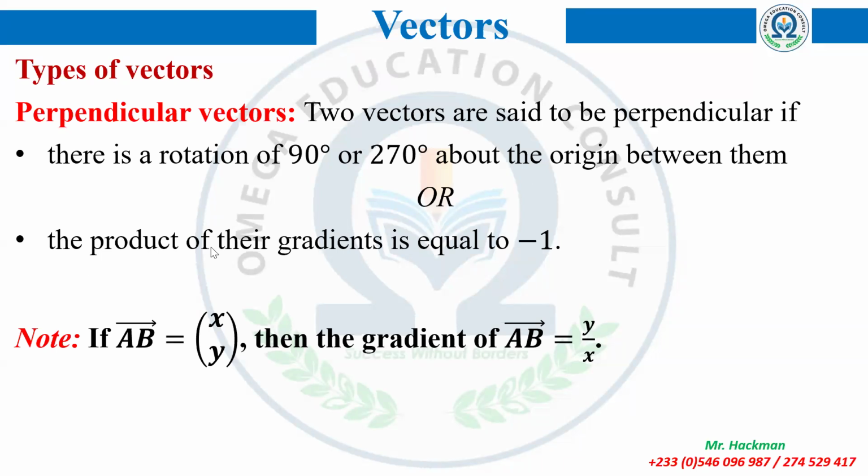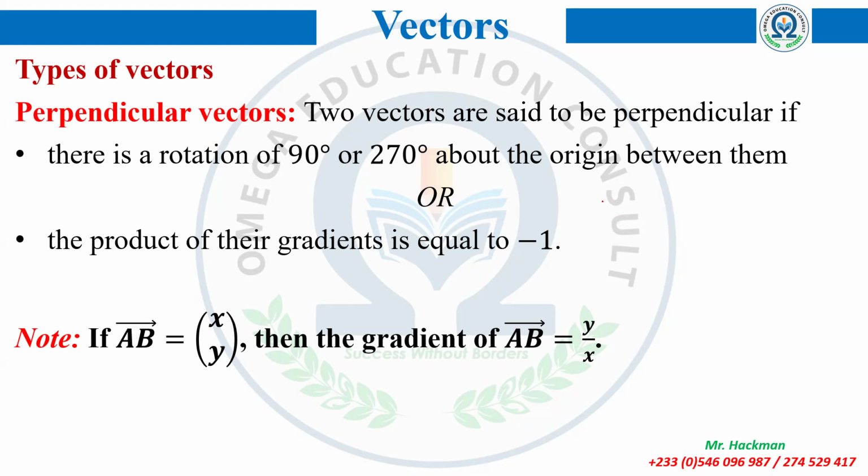So the product of their gradients is equal to -1. And the more reason why we are going to rely on the second one is that we know from coordinate geometry, I've told you that vectors are closely linked, connected to coordinate geometry. You can see that anytime I'm teaching, I draw your attention to that, that the two are connected. You know how to find the gradient of any line, if it is not a directed line segment.